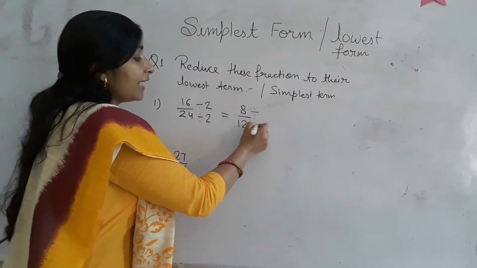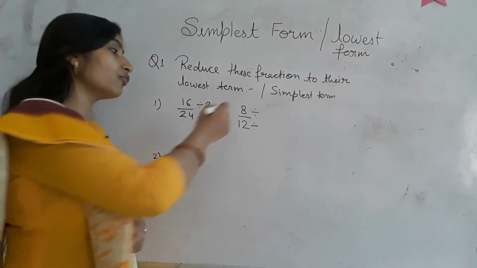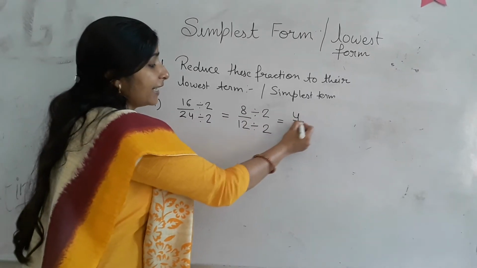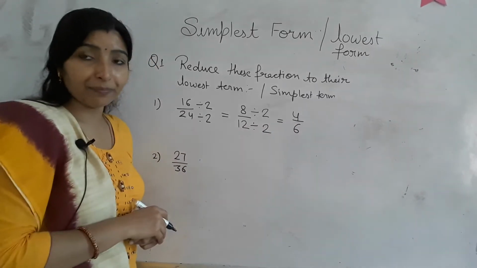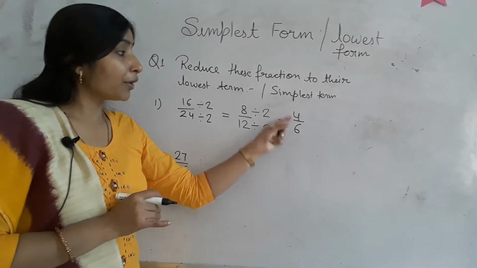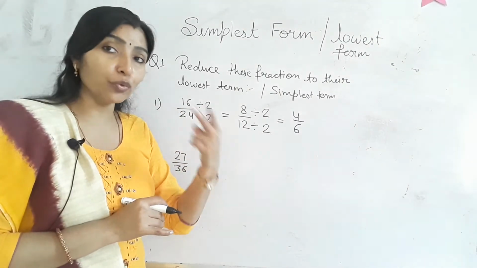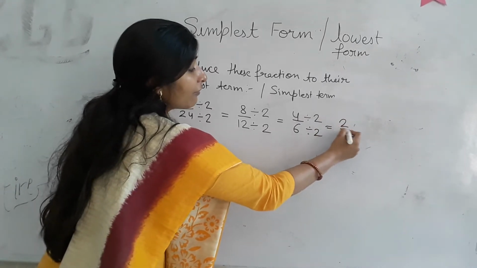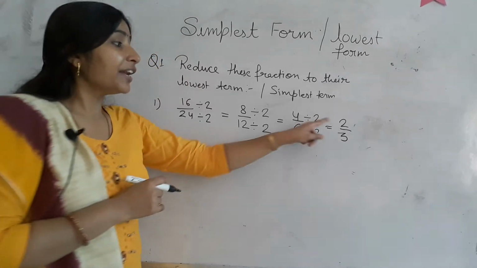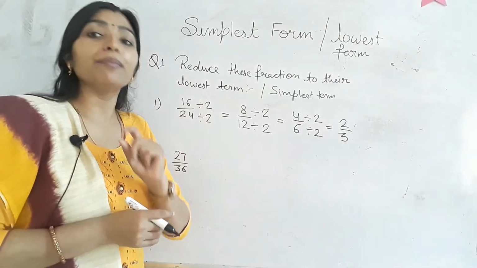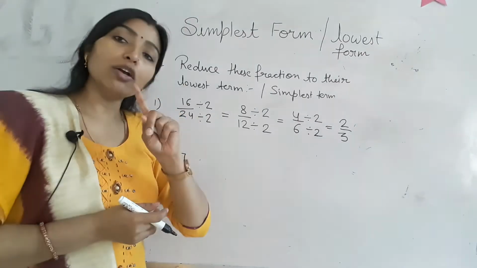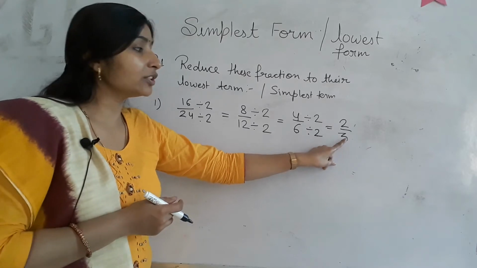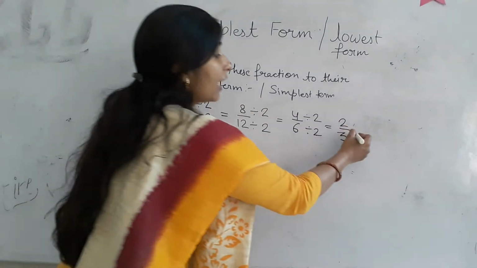Now see, 8 and 12 again both are even numbers, so we can divide by 2. Yes, so 2 4s are 8 and 2 6s are 12. Again it is not lowest term because 4 and 6 both will come in 2 table also. So again I will divide this. 2 2s are 4 and 2 3s are 6. Now 2 and 3 both will not come in the same table. So they have only common factor 1. So this is its lowest term. This is its lowest or simplest term. So this is our answer.